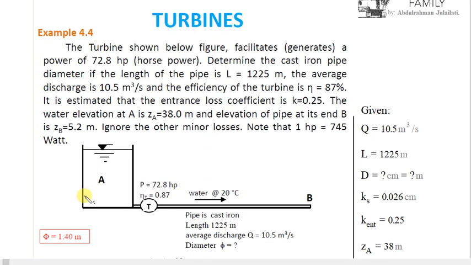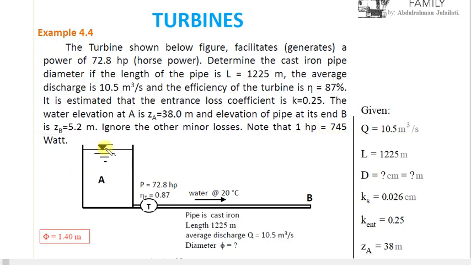So here, for example, I have a simple question. It says the turbine shown below in the figure generates a power of 72.8 horsepower. Determine the cast iron diameter. It's a type 3 problem. Length is given. The average discharge is given. The efficiency of the turbine is 87%, and it is estimated that the entrance loss is 0.25. Water elevation is given. Everything is given, and they are saying 1 horsepower is this much in watts.